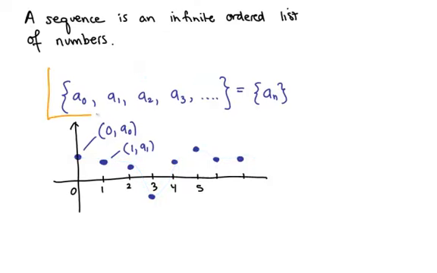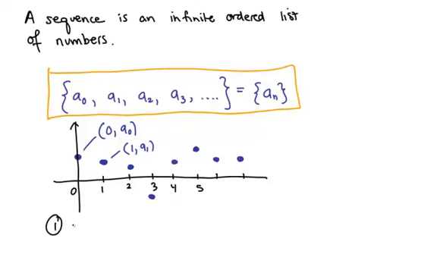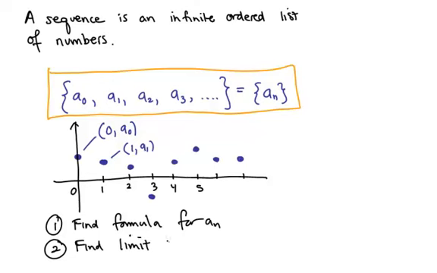So what do we want to be able to do with this idea of an infinite ordered list of numbers? Well, it turns out that there's two useful skills that will serve us well in calculus and as engineers, as scientists. Skill number 1 is to be able to find a formula for the terms of a sequence. The second skill is to find the limit of a sequence. And so it's most helpful to explain what these two concepts are by looking at examples. And so let's take a look at several examples.